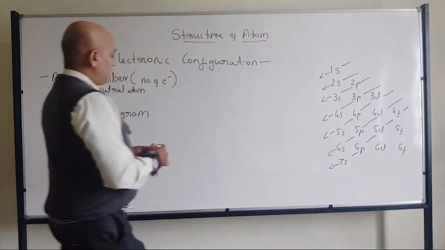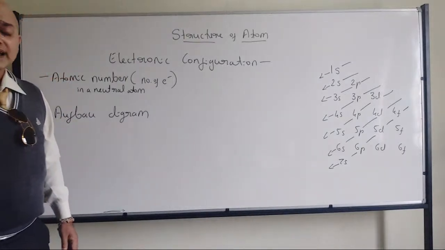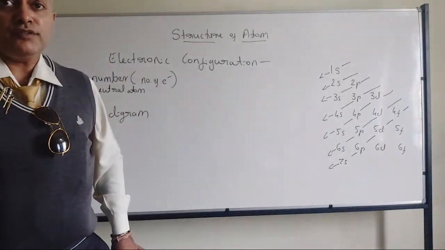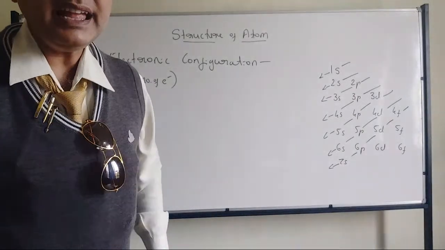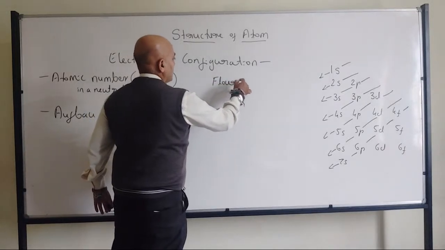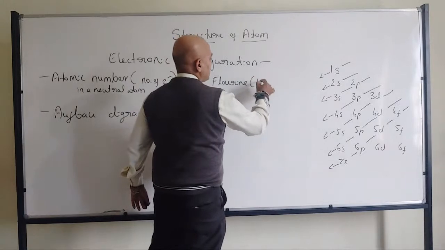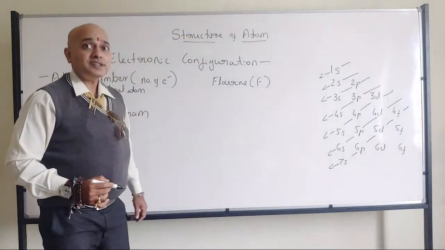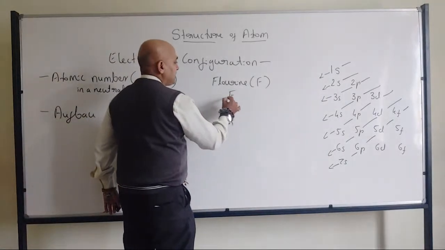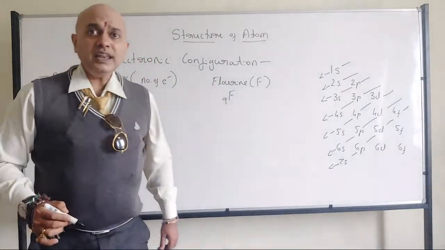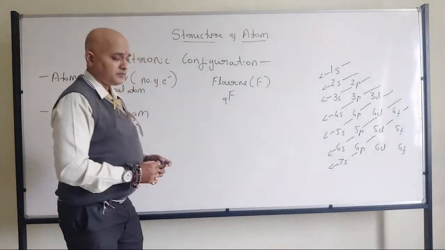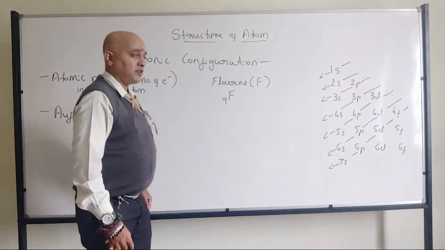Now, if they ask, write the electronic configuration for fluorine. The symbol, all of us know, is F. First we should know the atomic number for fluorine. Fluorine atomic number is 9. So we have to distribute these 9 electrons.